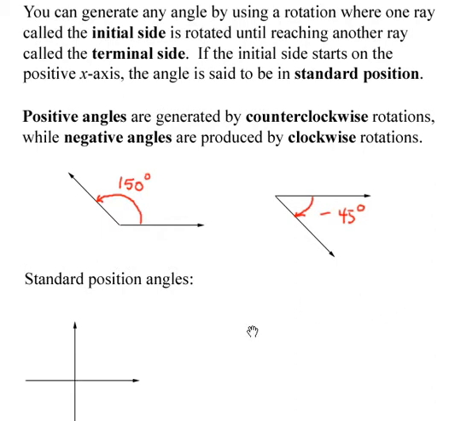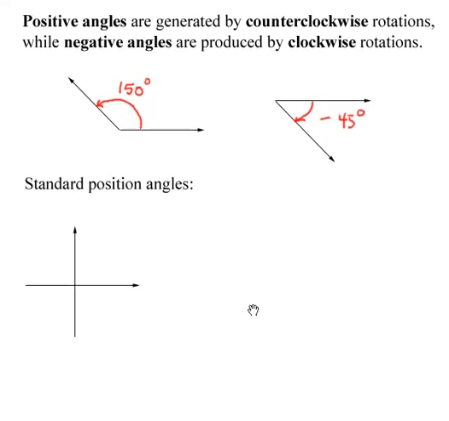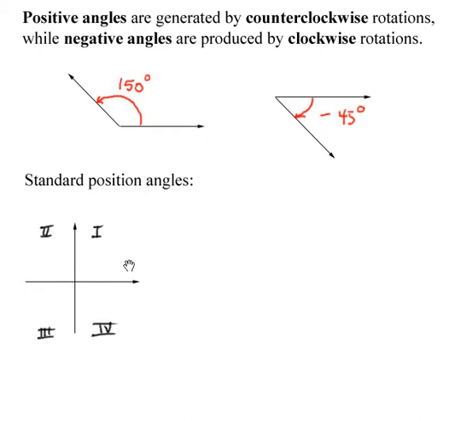For standard position angles, let me remind you the names of the quadrants. Starting here in the top right is quadrant 1, quadrant 2, quadrant 3, quadrant 4. We use Roman numerals. Here's the x and y axis. And so we're going to start with our initial side on the positive x-axis. And if we rotate counterclockwise, this is approximately a 120 degree angle with its terminal side in quadrant 2.